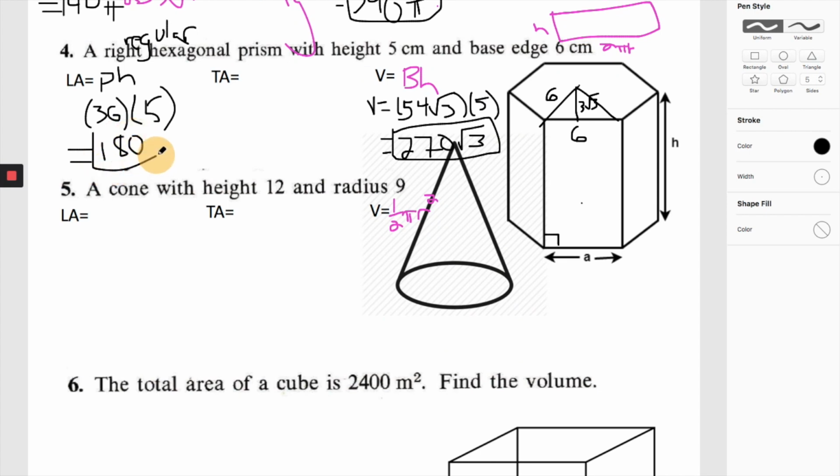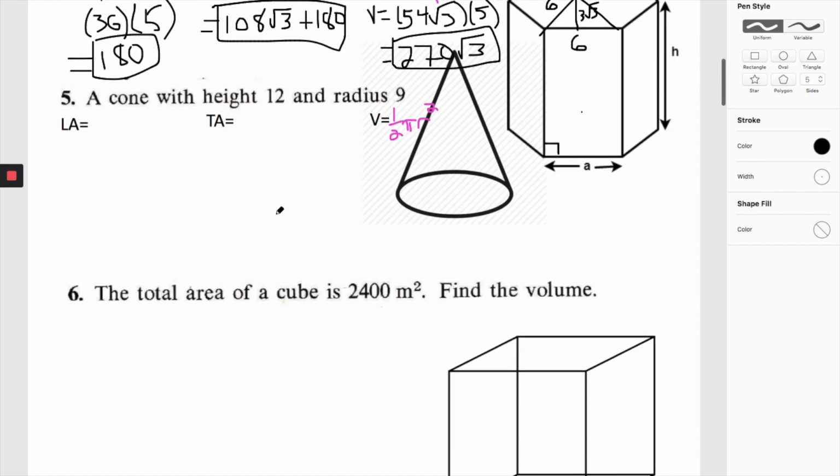So 180 for lateral area, and finally total area, we just have to add 2 of the base areas to this lateral area, and we have that all written right here. The base area is 54 root 3, so this will be a bigger number because base area is an irrational number, has a square root symbol right here. So we got 2 of those. Let's make it 108 root 3 plus 180. And that's as simple as you can write that exact answer. You could convert to an approximate decimal answer if you wanted to, but why do that? That's the exact answer. That's the better answer.